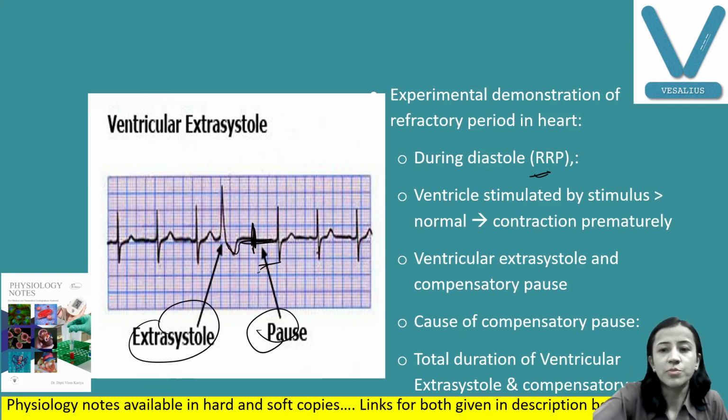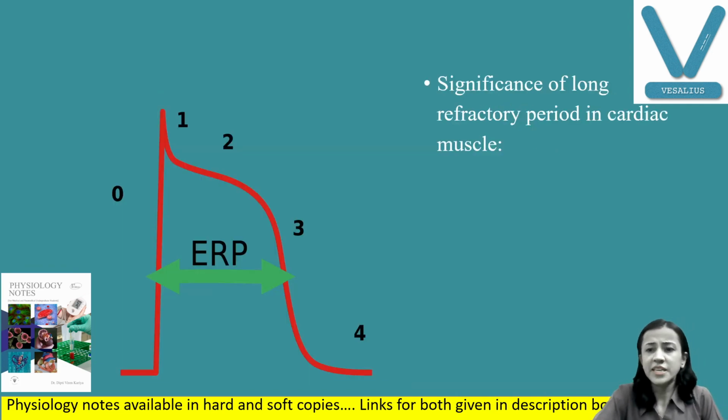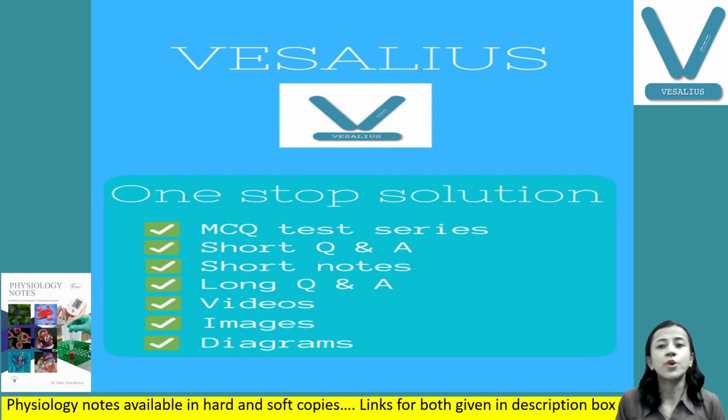Okay, so you have extra systole and compensatory pause if you give a stronger than normal stimulus during the diastole period. Okay, significance, as we have already discussed, because of the long refractory period, the heart cannot be tetanized and the heart cannot be fatigued. Okay, so this is all about properties of cardiac muscle.